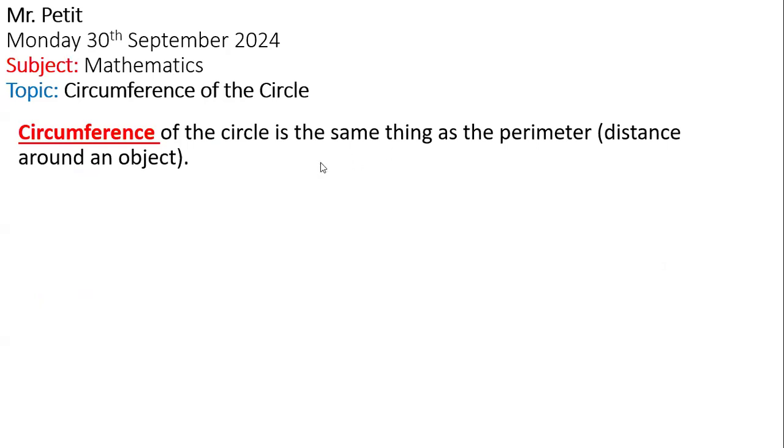Anishka, what is meant by the circumference of a circle? What do we mean by that? I can't hear you, Anishka. Yes, I can hear you now. A circumference is the same thing as a perimeter, a distance around the object. Very good. So the circumference of the circle is the distance around the circle or the perimeter of the circle. All right. And Chaltonique, what do we mean by the circumference of the circle?